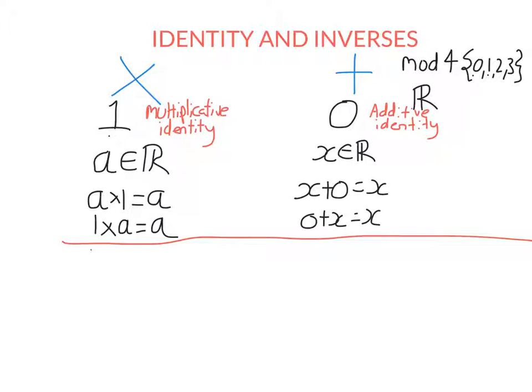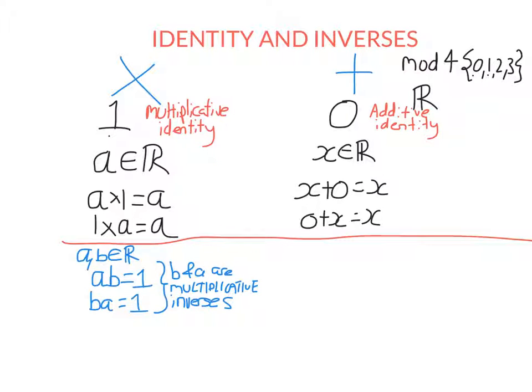So let's say we have 2 elements of the real numbers A and B. They're just normal numbers. So we say B is an inverse of A if A times B gives you the multiplicative identity, or B times A gives you the multiplicative identity. Of course here, if B is an inverse of A, A also satisfies the definition for being an inverse of B. So they are inverses of each other.